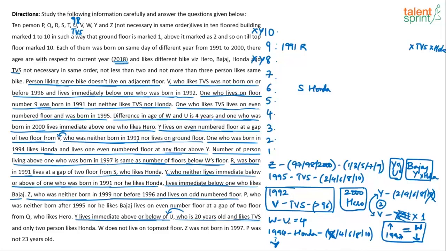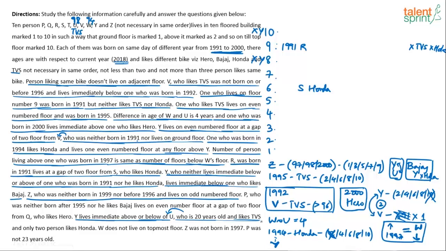The moment I know U's age, can I also find out W's age? Somewhere it was given the difference, not minus: the difference in the age of W and U is 4 years. If U is 98, W should be either 2002 or 1994. But 2002 is not possible because they were all born between 1991 and 2000. Yes or no? So if U is 98, W cannot be 2002, which means W should be 1994. W will be 94.